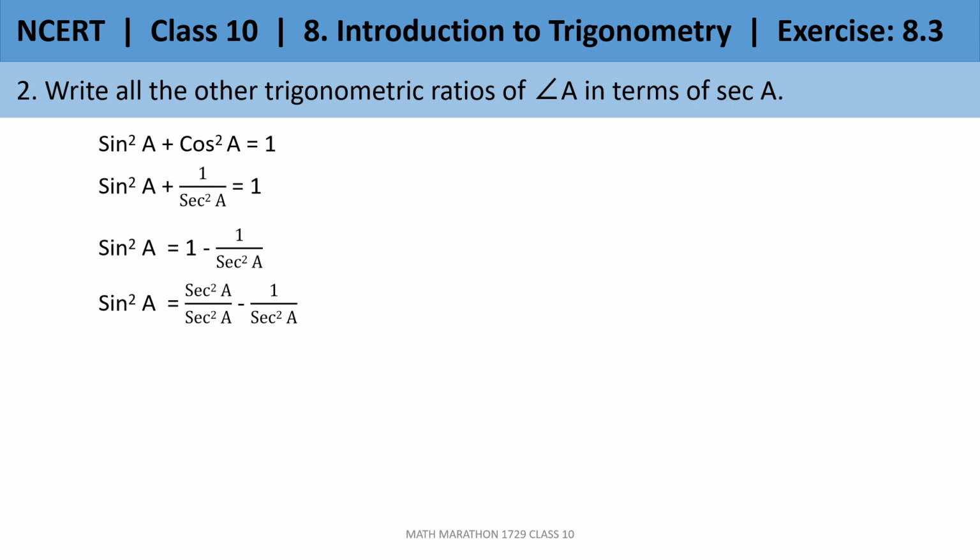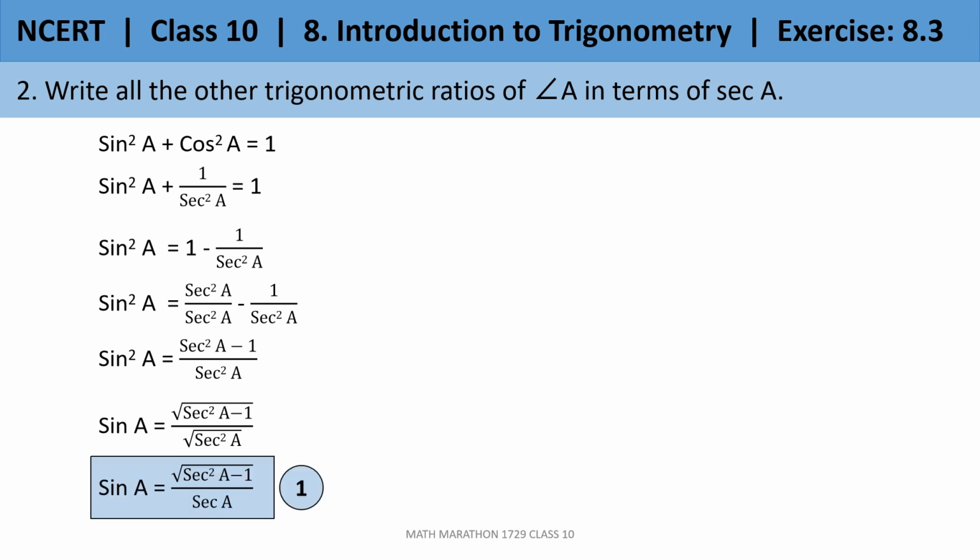We have common denominator. We can do some operation in the numerator. Sin square A is equal to secant square A minus 1 by secant square A. Let us take square root on both sides of the equation. Sin A is equal to square root of secant square A minus 1 by square root of secant square A. Sin A is equal to square root of secant square A minus 1 by secant A. Now, we have the trigonometric ratio sin A in terms of secant A.